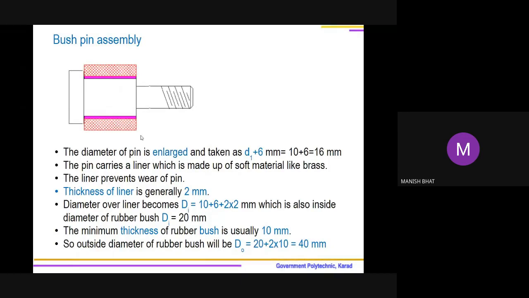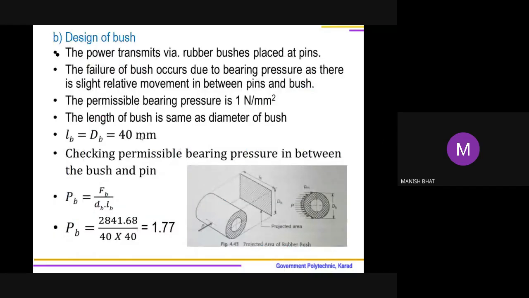So the diameter of the bush is equal to the length of the bush, and this diagram shows that the bush is subjected to force which causes bearing pressure. So we have chosen the length of the bush equal to the diameter of the bush. The permissible bearing pressure given in the problem is 1 Newton per mm square, and the bush has some relative motion with the pin. So the criterion of failure is permissible bearing pressure.